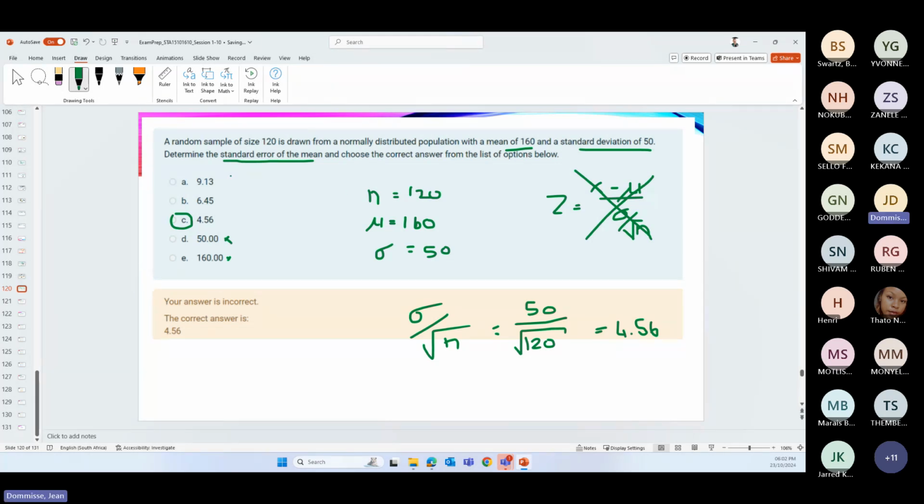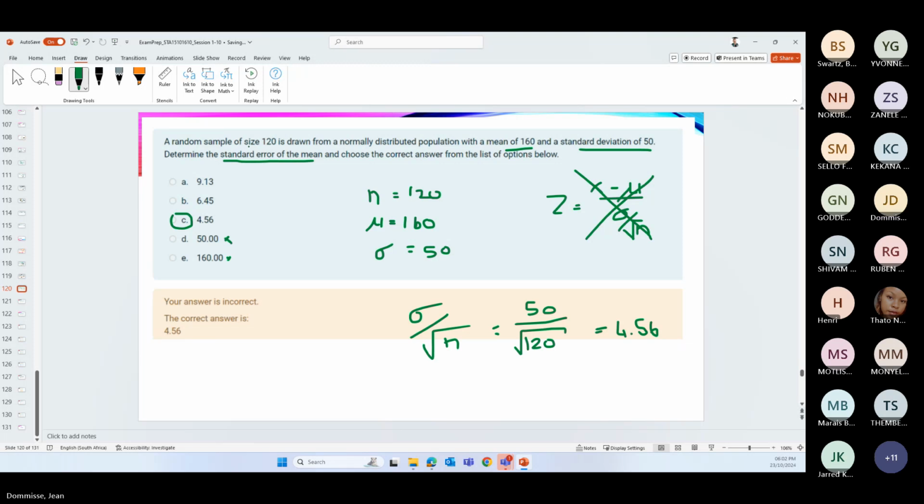No. Okay, so I thought it might be 50 divided by 160, but that will give you a smaller answer. Okay, so definitely not that. Yeah, so option C is the right one here, and we just needed to work out the standard error.